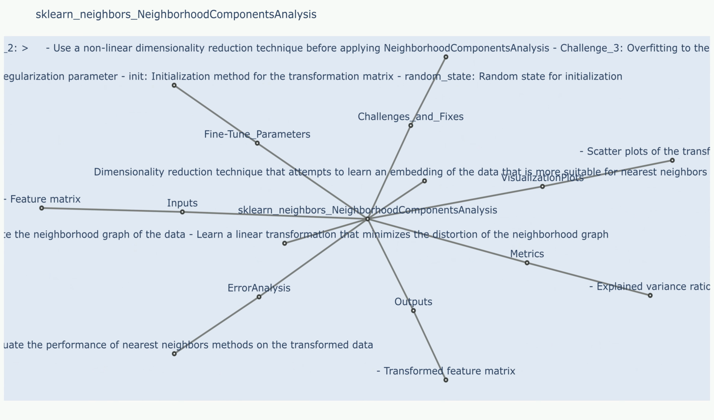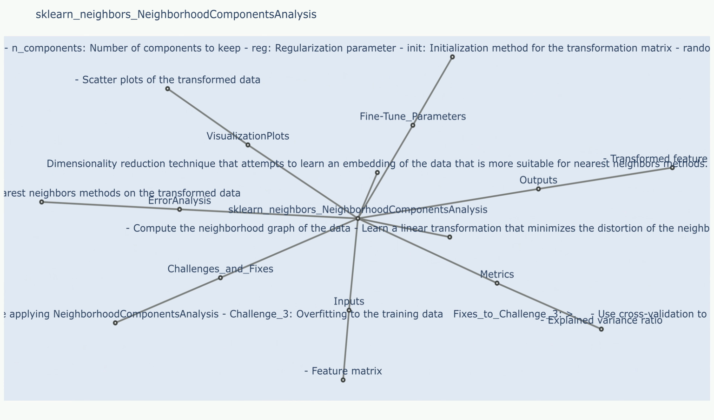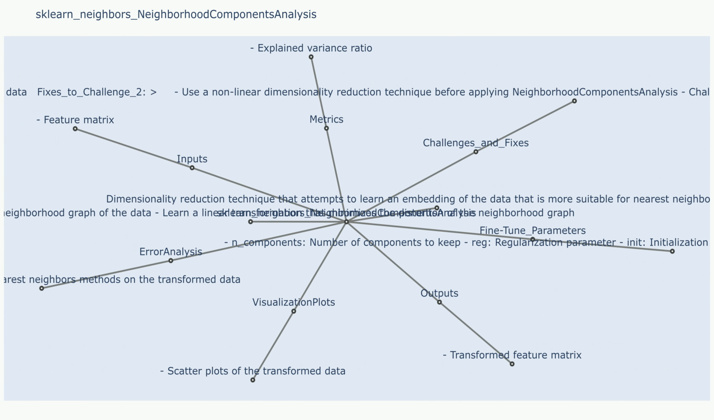Challenge 4: the algorithm might be sensitive to the presence of outliers in the data. Sample use case that resulted in challenge 4: outliers might distort the neighborhood structure and lead to poor projections. Fixes to challenge 4. Outlier detection: use outlier detection techniques to identify and remove or adjust outliers before applying the algorithm. Robustness: explore robust versions of the algorithm that are less susceptible to the influence of outliers.